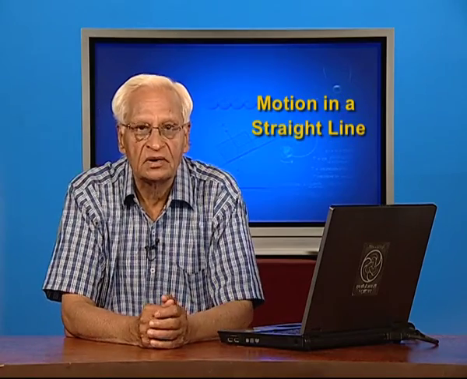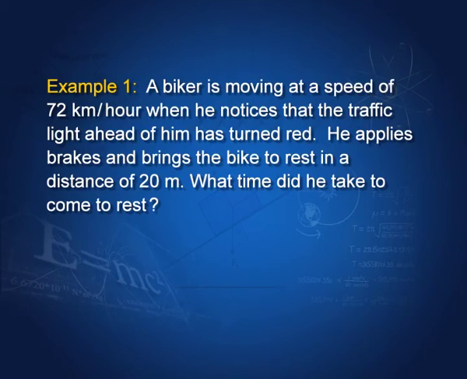Let us take this example. A biker is moving at a speed of 72 kilometers per hour. When he notices that the traffic light ahead of him has turned red, he applies brakes and brings the bike to rest in a distance of 20 meters.